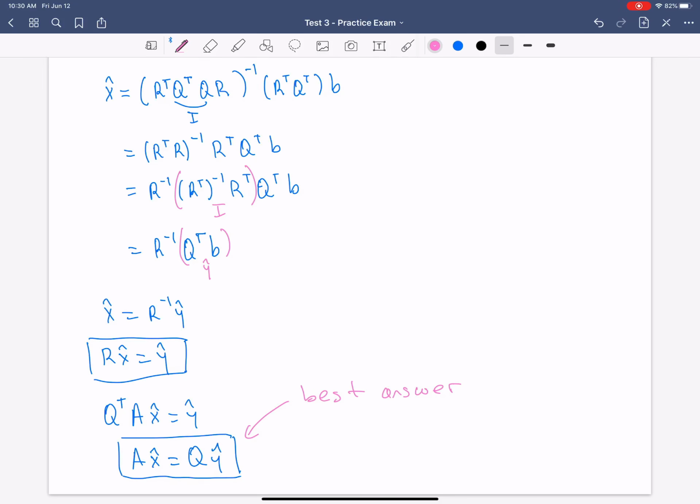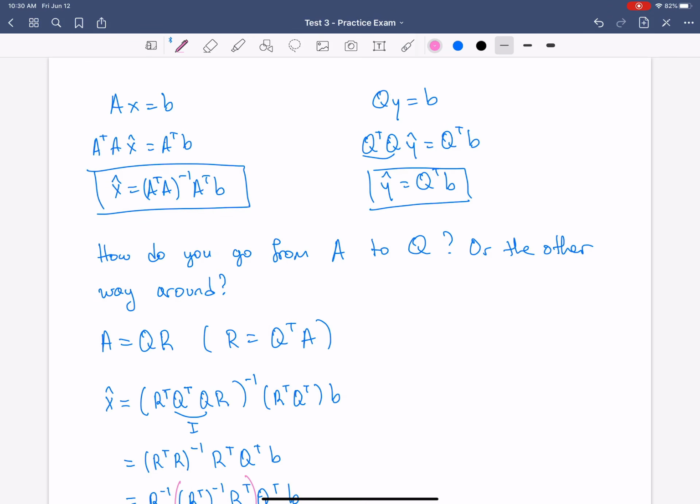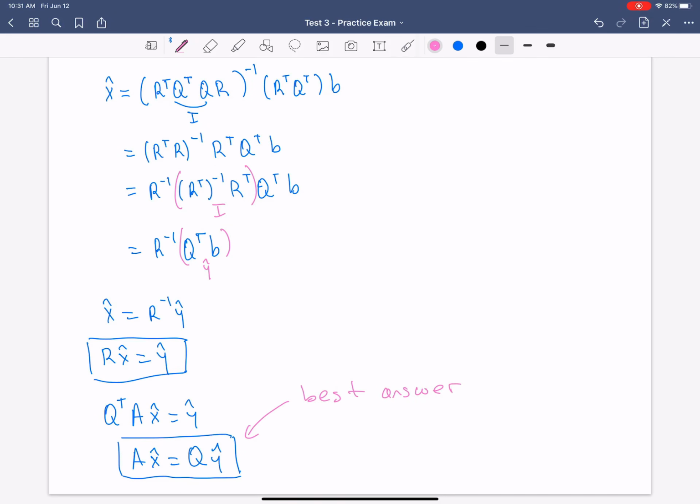Why is it the best answer? Because you have A and you have Q. So that's how, and I guess we could have started with this from the very beginning. I made a very lengthy explanation. I think I'm wrong here. This is not the best answer. This is the best answer, which tells us exactly where we are. And now I realize there are much better ways to go about this.